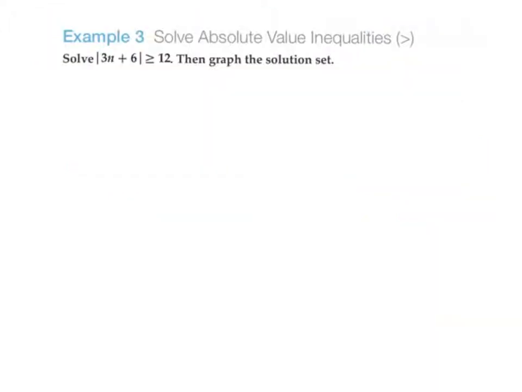Now, absolute value with a greater than sign, we don't do anything different. We're still going to write our 3n plus 6 greater than or equal to 12. And our second equation will be 3n plus 6, the same exact thing, except now we're going to switch the sign and we're going to change the 12 to a negative 12.